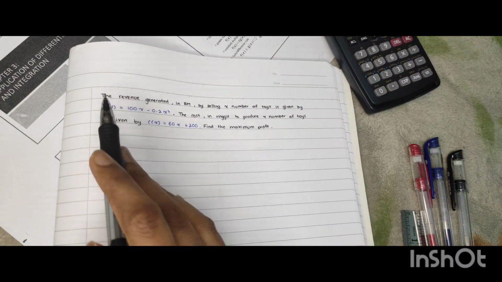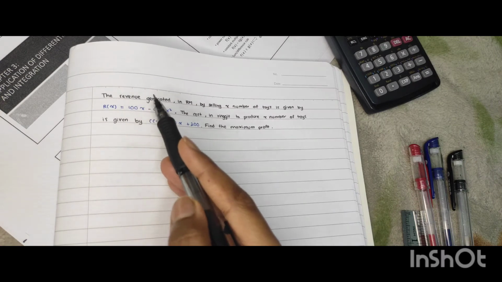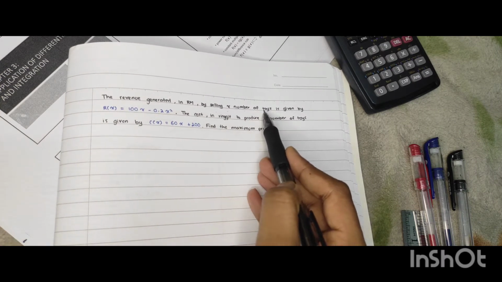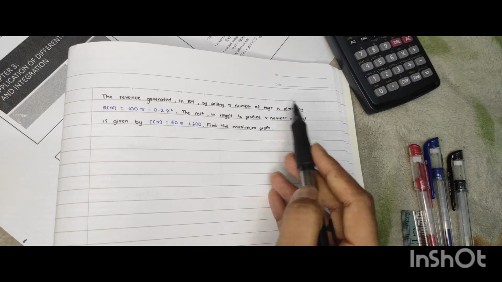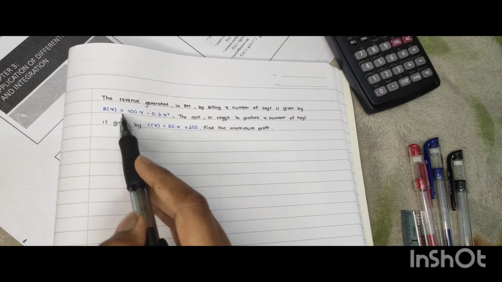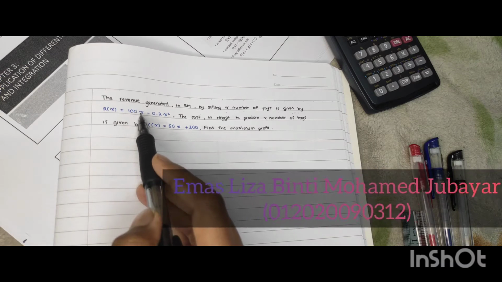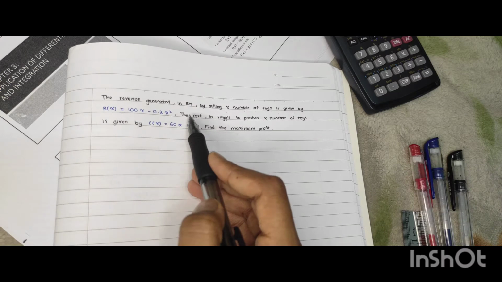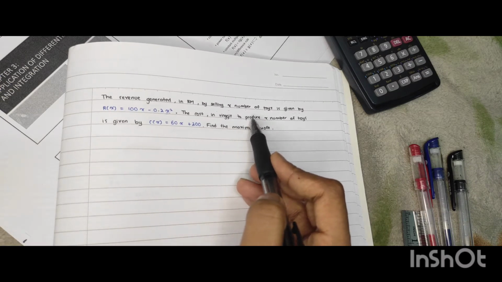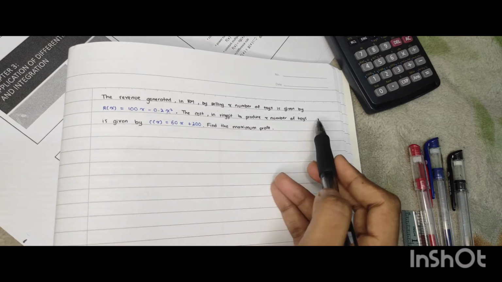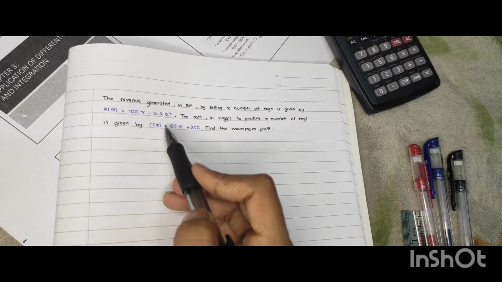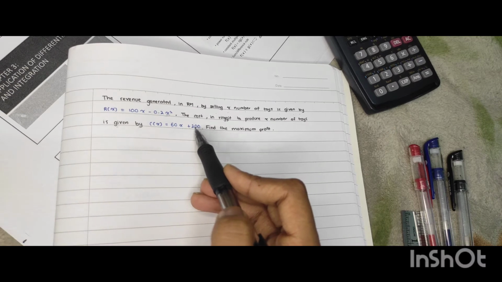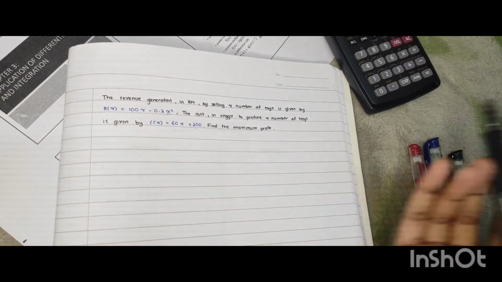The question of 3B is basically: the revenue generated in RM by selling x number of toys is given by R(x) = 100x − 0.2x². The cost in ringgit to produce x number of toys is given by C(x) = 60x + 200. Find the maximum profit.